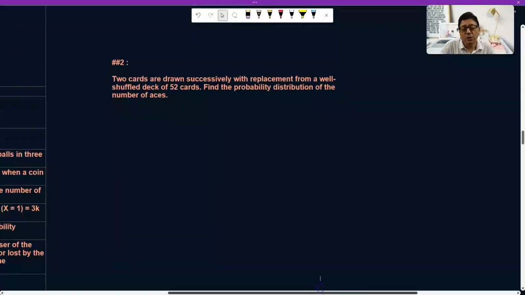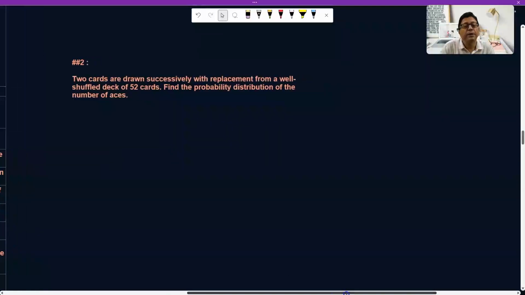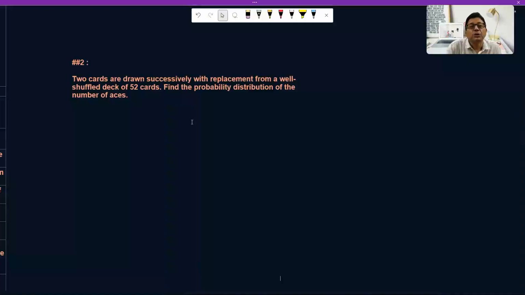2 cards are drawn successively with replacement from a well shuffled deck of 52 cards. Find the probability distribution of the number of aces. So how many aces do you expect? If you are drawing 2 cards only, then you expect a maximum of 2 aces, not more than that.